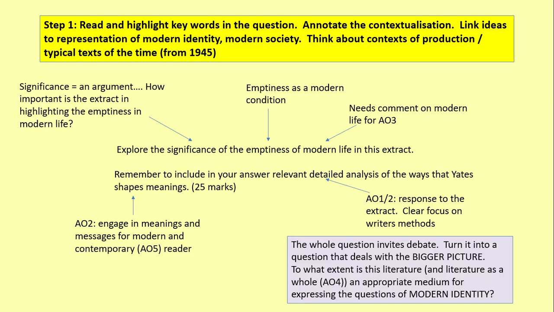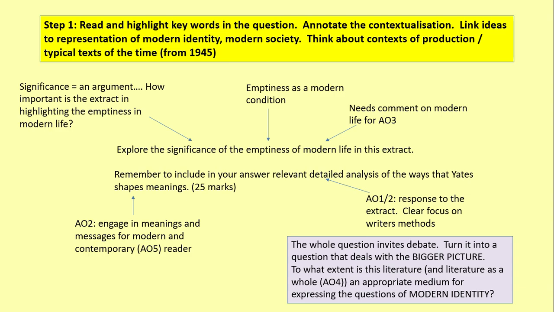And then just again reiterating there that the whole question invites debate, so turn it into a question that deals with the bigger picture. Examiners are very keen on this idea of the bigger picture. Why study literature? What is the importance of literature in looking at this aspect, this theme of modern life, this idea of emptiness? So I always like to turn it around and think, to what extent is literature, and literature as a whole, an appropriate medium for expressing questions of modern identity?